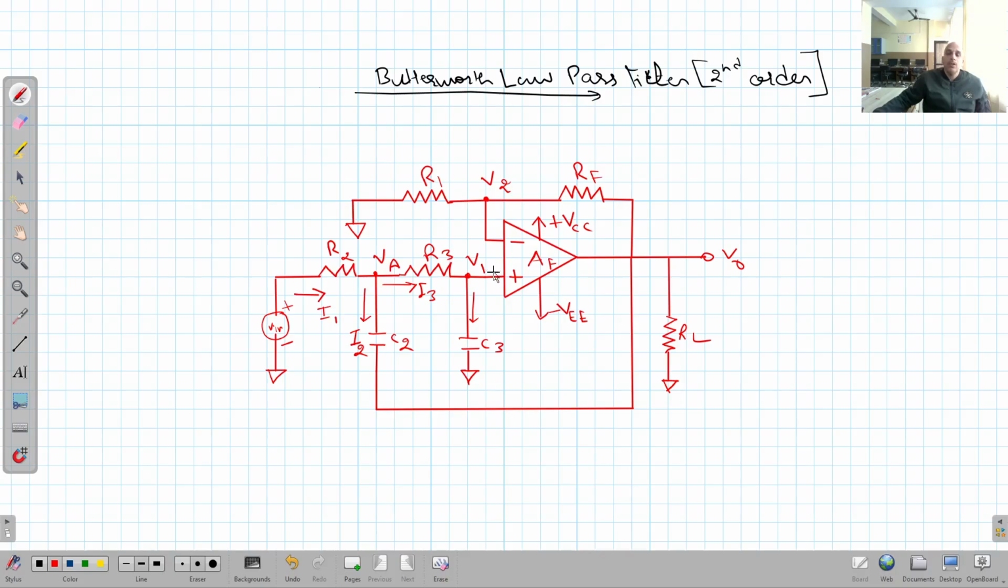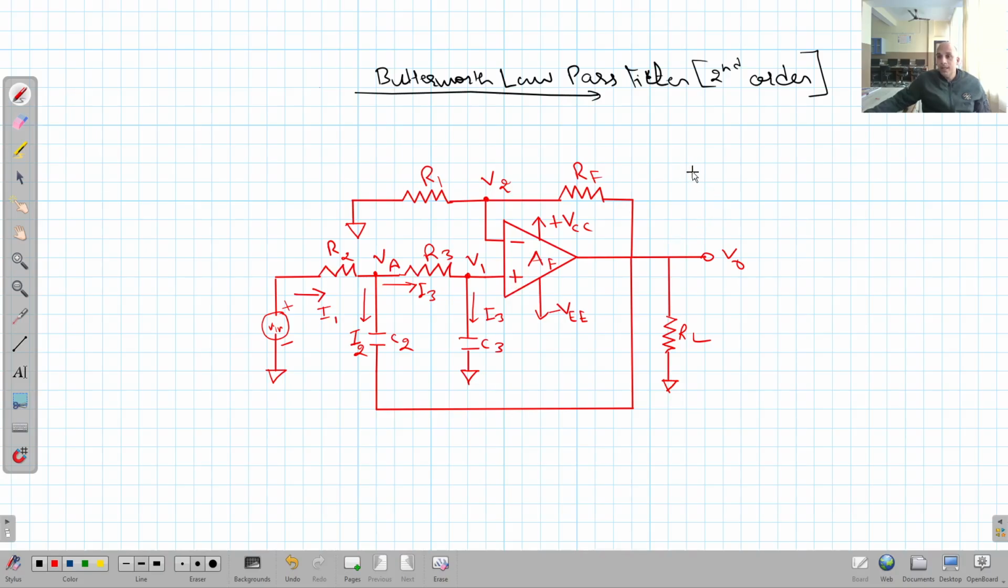But we know from the theory of operational amplifiers that the input impedance of the operational amplifier is very high. So it means nearly zero current flows toward this side. It means the same amount of current I3 is flowing toward this side. Clear? Now if I look at this circuit, it is an operational amplifier working in the non-inverting mode, right?